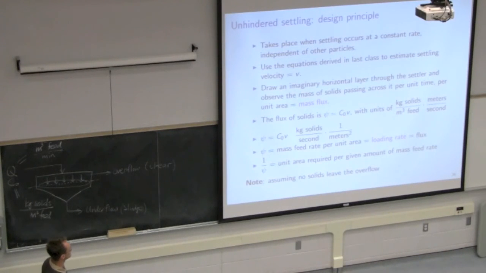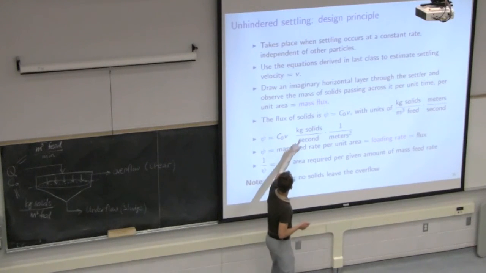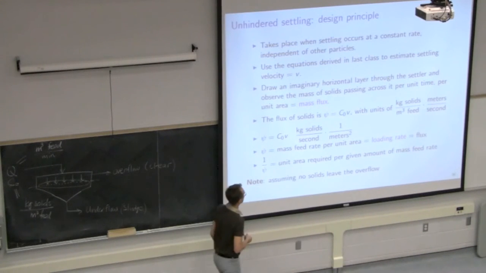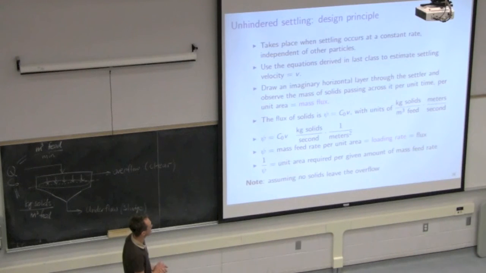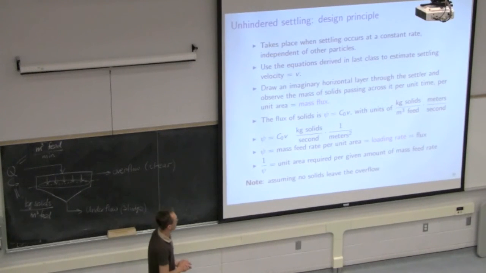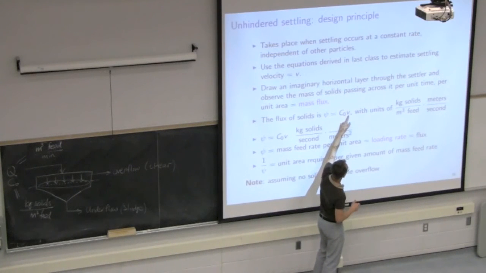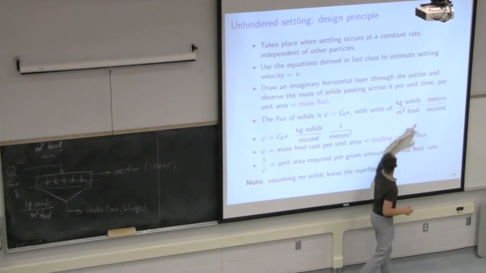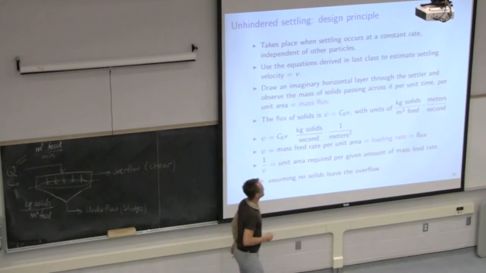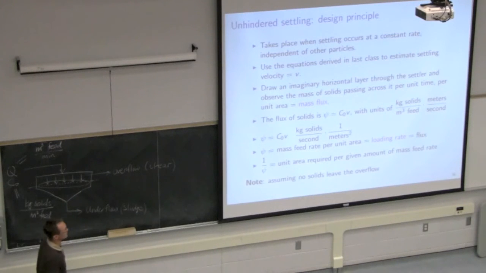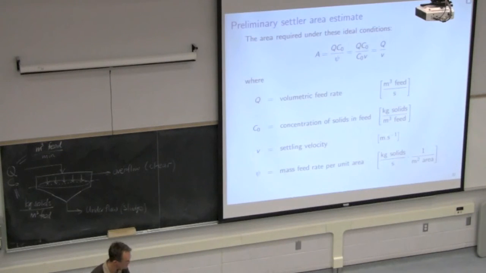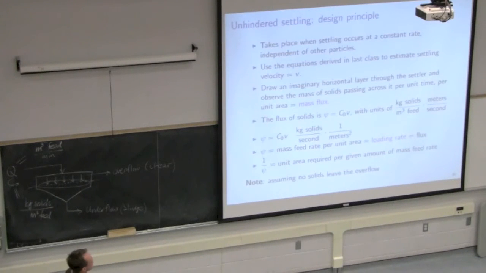So the flux is defined as the mass flow of solids per unit area. So kilograms solids per second, so mass flow of solids per unit area. And we give it the Greek letter psi. And psi can be found as the product of that terminal settling velocity V, the velocity of the material settling, meters per second is its units, and C naught, which is kilograms of solids per meter cubed. So this terminology is all on the next slide, actually, for the units and the definitions.